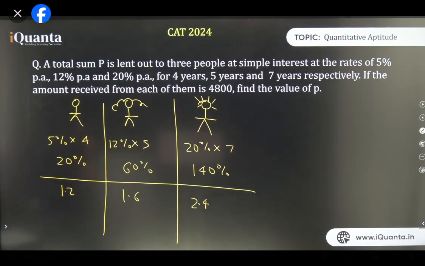Is that right? 20% more. That means 120%. Yeah, Naman. Something has increased by 20%. That means it is now 120%. And 120% is 1.2.